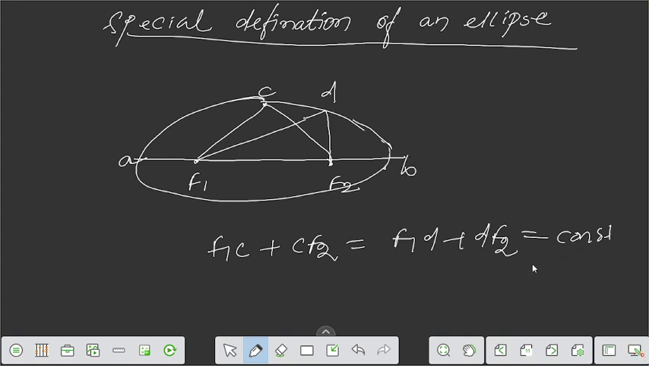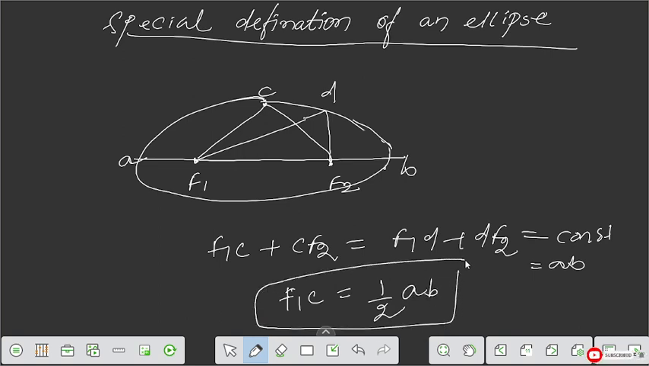And this constant value, as given, the sum of its distances from two fixed points, is constant and equal to the length of the major axis, and its major axis is AB. So we know this point to this point, which is F1C, which is half of the AB. That means the length of the major axis.